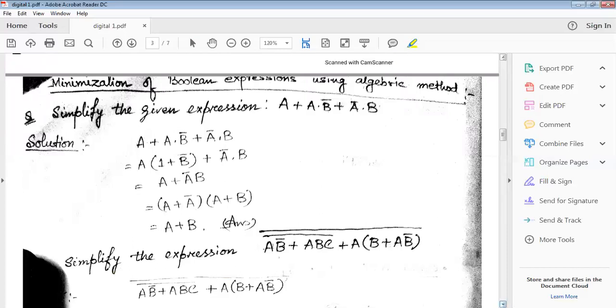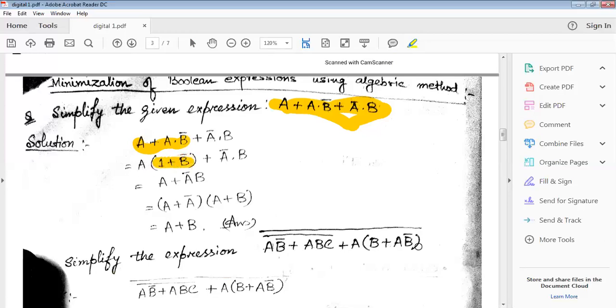So let's carry on. The first simplification: just to simplify the expression A plus A dot B bar plus A bar dot B. This expression I have to simplify. What I have done in the first line, I have just taken A common from the first two terms. So if I take A common, it will be 1 plus B bar. And from the previous theorems, 1 plus any variable will be equal to 1. So this part will become 1.